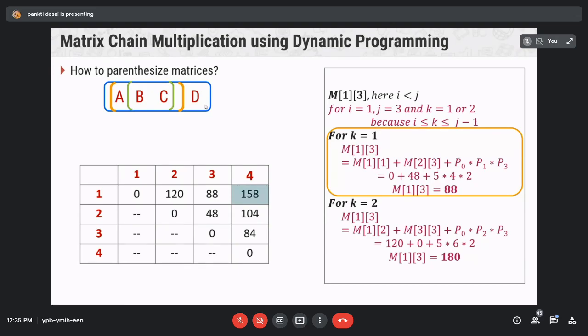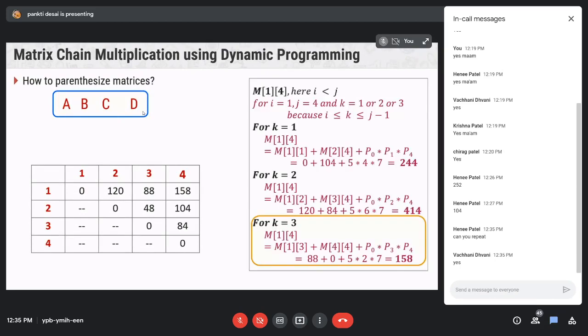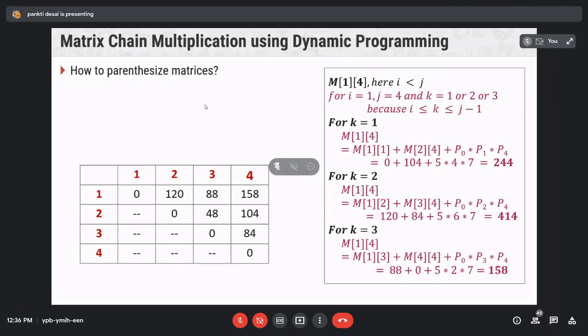Everybody understood how to parenthesize the matrices? Yes, ma'am. Anybody has any doubt in this? Okay. Only the parenthesization part or the whole example? Hini, only the parenthesization part? Okay, only the parenthesization. Okay.